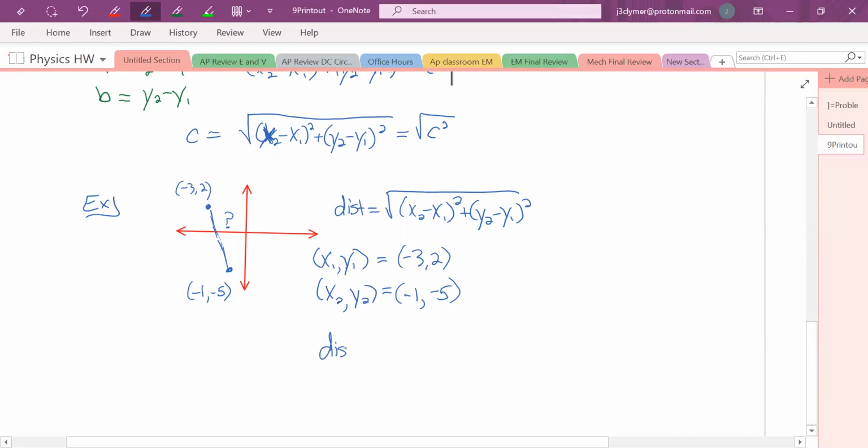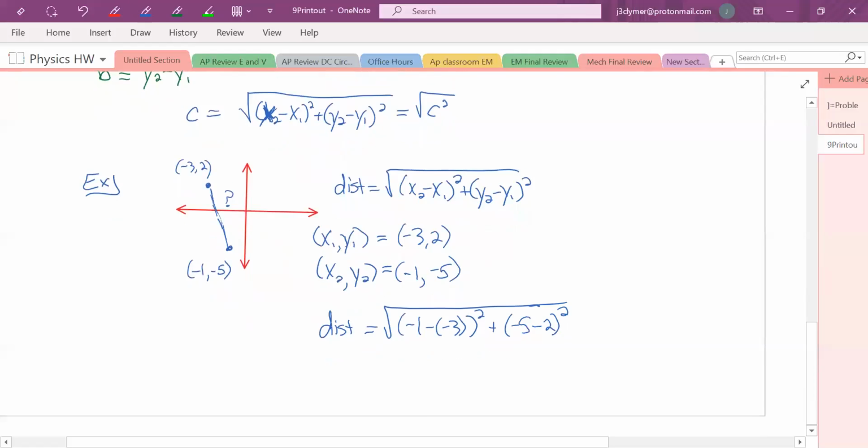So your distance ends up being the square root of -1 minus -3, because -1 is x2 and -3 is x1. So I'm taking -1 minus negative 3. I know that looks like a lot of minuses in there, but it works out, just trust me. All right, and then y2, which is negative 5, minus y1, which is 2.